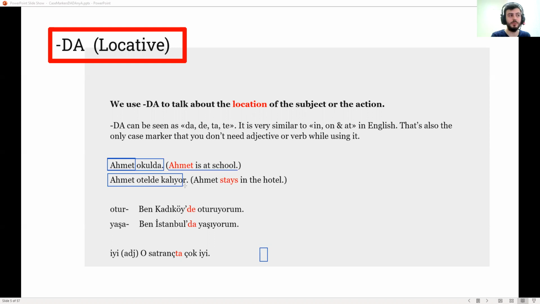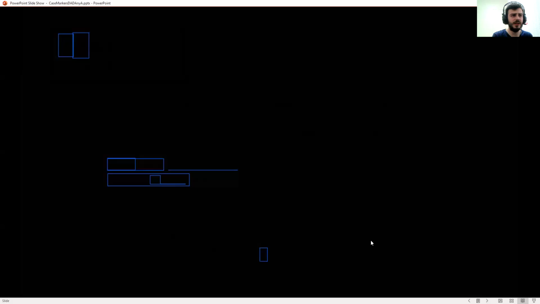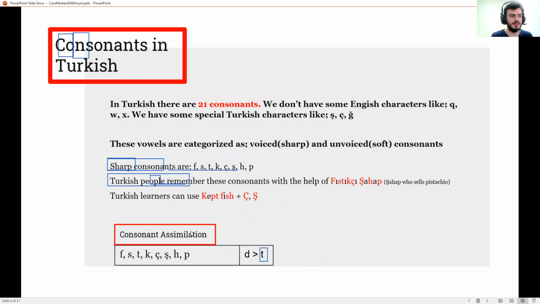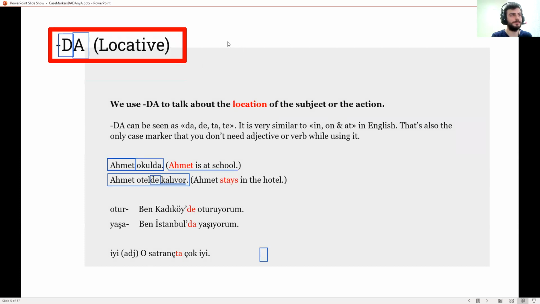But in this one, I'm using it with a verb. I'm basically saying where this verb is taking place. Ahmet otelde kalıyor. And as you can see, it basically comes with the verb. This locative case, I show it with this capitalized D and a capitalized A. That basically means I can change them. So when I told you about the vowel harmony earlier, this capitalized A means it can be either A or E. And when I told you about the consonant assimilation, it can be either D or T as well. So for this one, I have 4 options. It's basically da, de, ta, or te, according to the last vowel and the last letter.